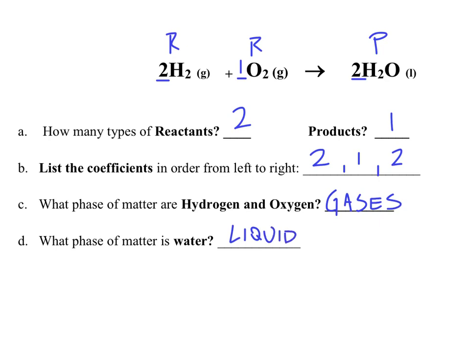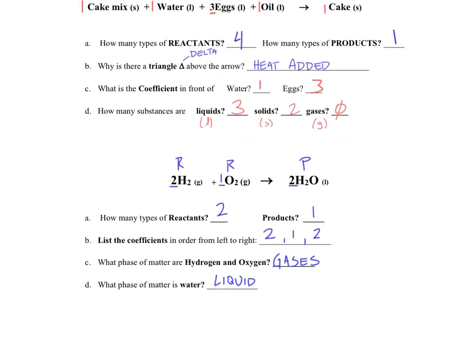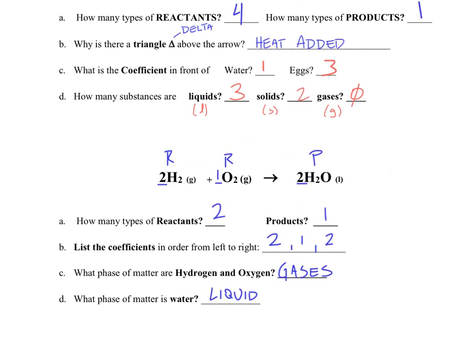All right, so that was our brief introduction on chemical equations. We're going to continue to build on this. The most important part is understanding how to read it, and then from there, we'll just continue to build on those skills.